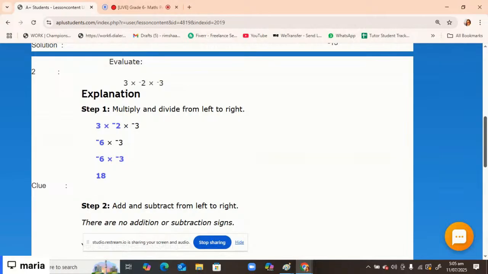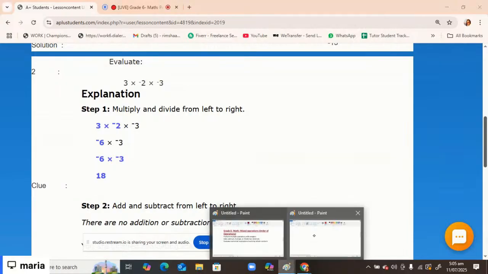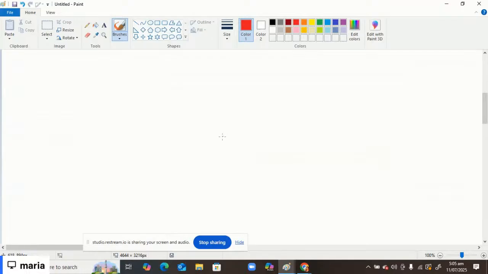Now plus minus is done. Let's solve one more question related to plus and minus, then we solve a question related to multiplication, and then a question related to division.